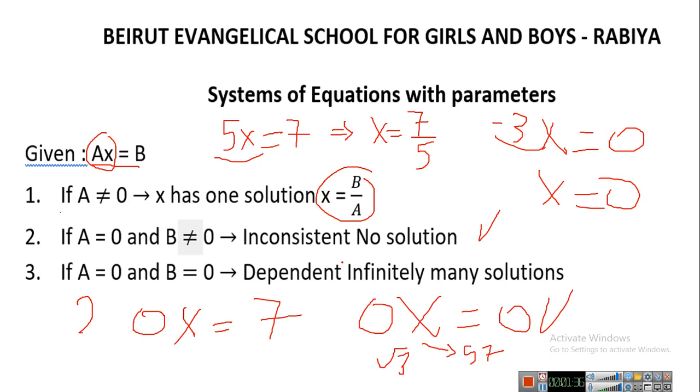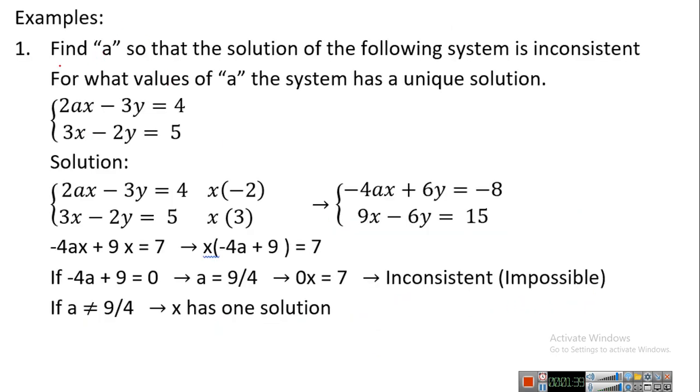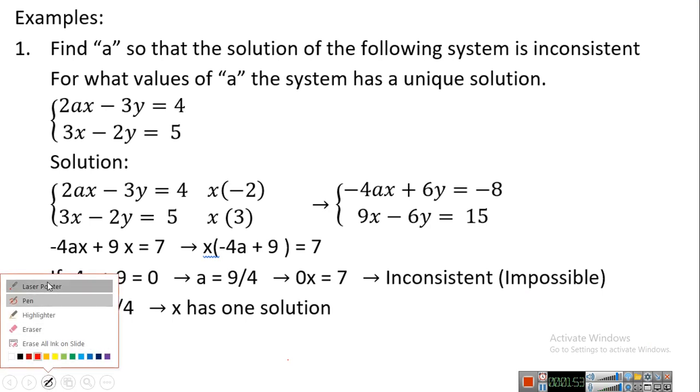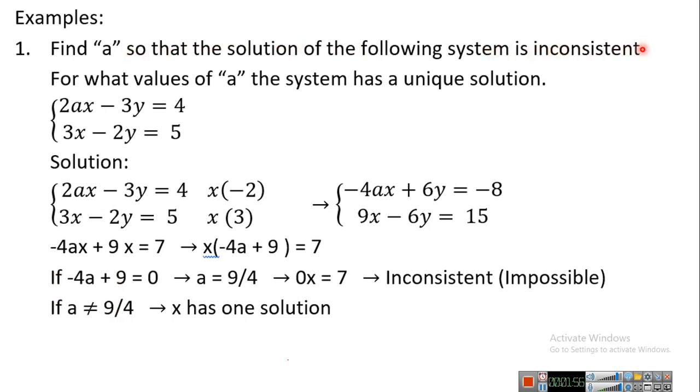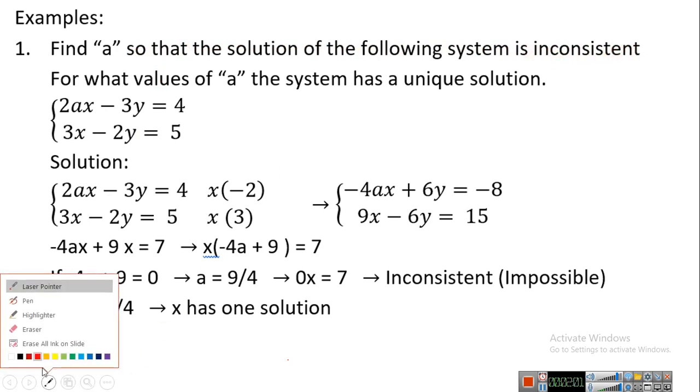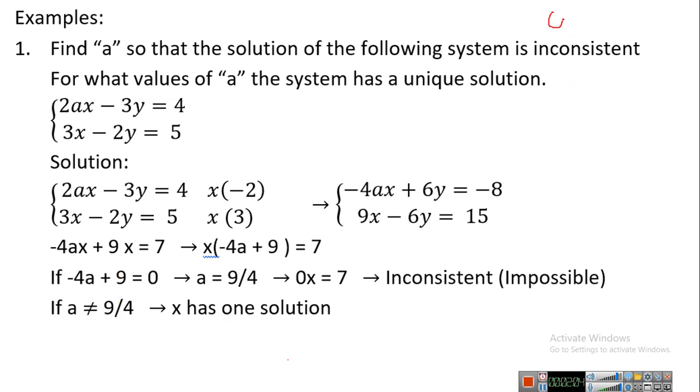So now let us start. Here we have a system. You can solve it by the addition or substitution method. It doesn't matter. So I'm going to use the addition method. Find a so that the solution of the following system is inconsistent. It means impossible. What does it mean, impossible? Inconsistent means I'm going to get at the end 0x equal to a number not 0, for example 5. And then for what value of a does the system have a unique solution.